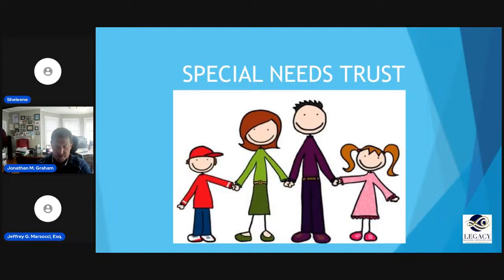Special needs trusts. A special needs trust, remember, does not have to just be for someone who has developmental issues. It can also be for people, and I'm just using these as examples here, who have dependency and/or spending issues. Remember, a special needs trust is a great way to preserve benefits that are now or potentially in the future.